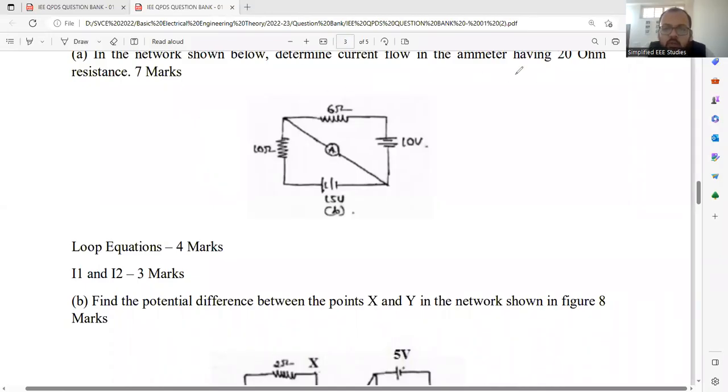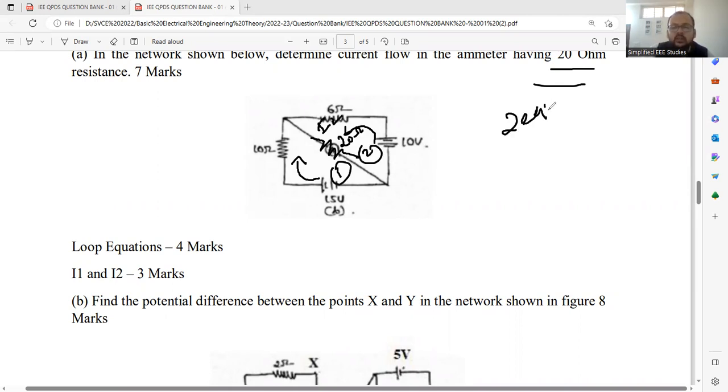Determine the current flowing through the ammeter which has a 20 ohm resistance. So here remember that the ammeter has a resistance of 20 ohm. So it is better to change the diagram. Instead of the ammeter, you can put a resistor, right? Now you can solve. I1 you can put here, I2. So there are two loops, right? Two loops, two equations. Solve the two equations for I1 and I2.